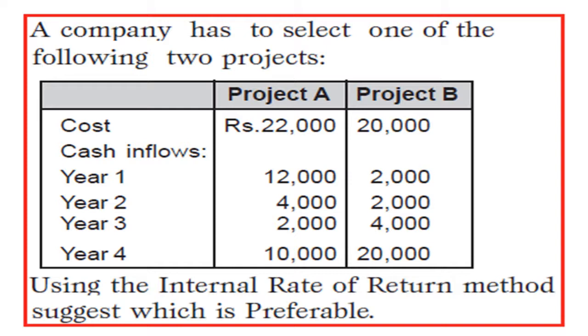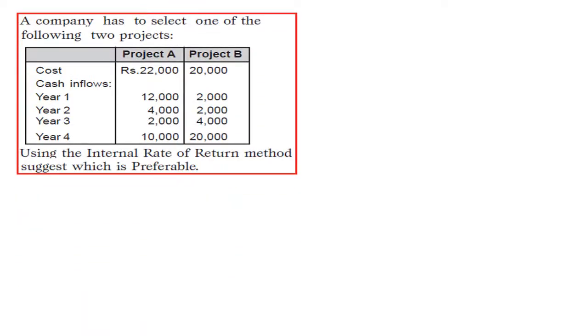So what did we understand regarding mutually exclusive? Highest IRR should be selected. So this is the question. We will try to solve the problem. First, we'll take up project A. So project A we have taken, again I have taken the question, right?